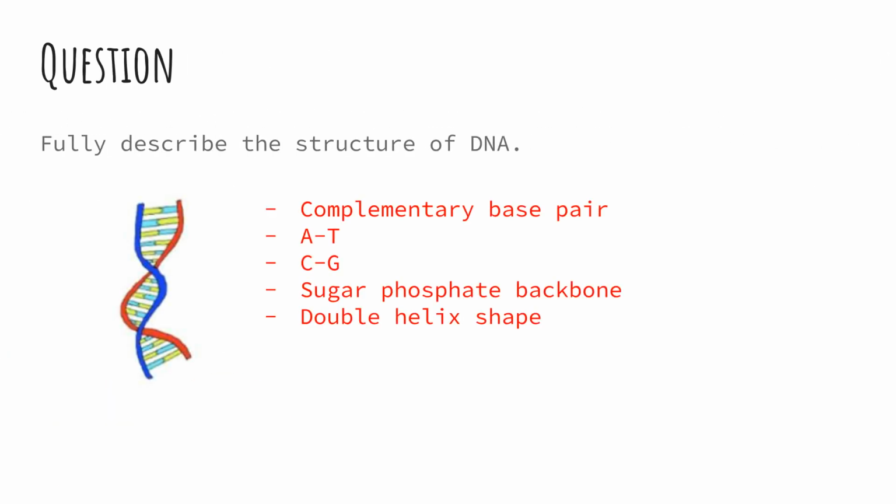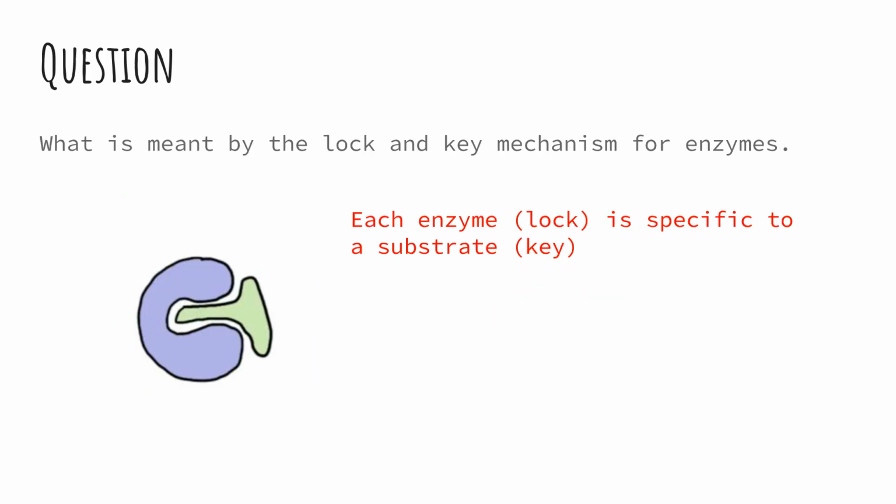To describe the structure of DNA, highlight these key features. It has a double helix shape, a sugar-phosphate backbone, and complementary base pairs where adenine pairs with thymine, and cytosine pairs with guanine. What is the lock and key mechanism for enzymes? It is a model where each enzyme, acting as the lock, is specific to a particular substrate, which acts as the key, ensuring precise biological reactions.